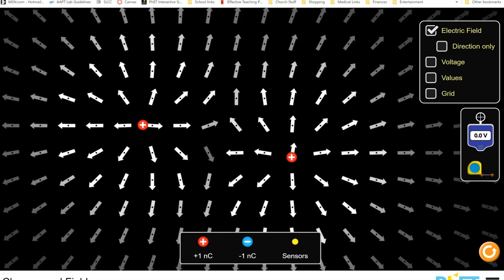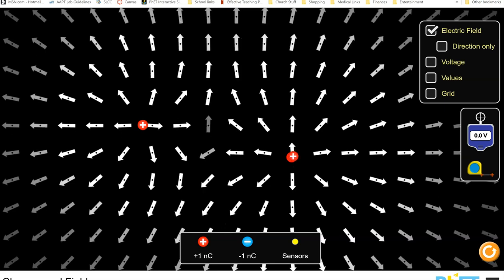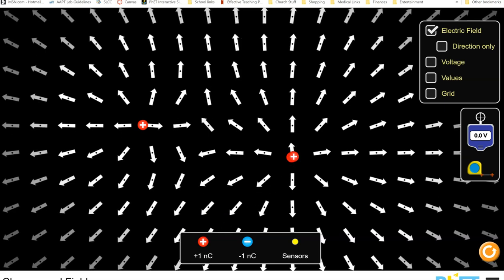I can pull out other charges. 2 positive charges. Notice in this region in between the two, we get a really faint arrow. If these charges are identical, there would have to be a total electric field of 0 in the middle, because both of them would be creating their own electric fields that point away from them, and that would be the same strength, so those vectors would cancel. We can change the amount of charge, the strength.